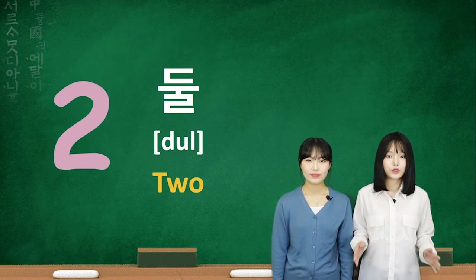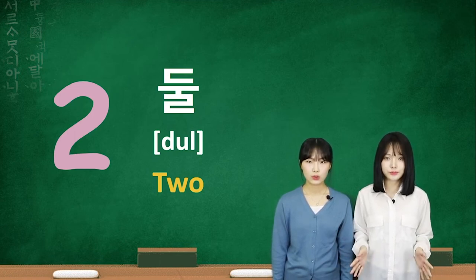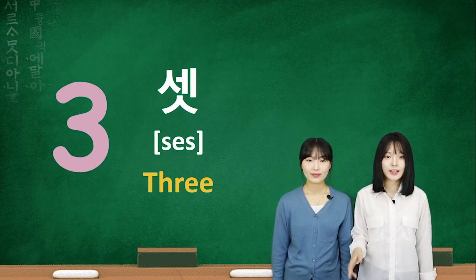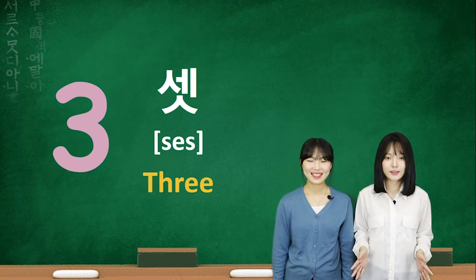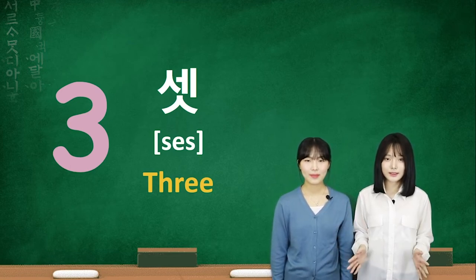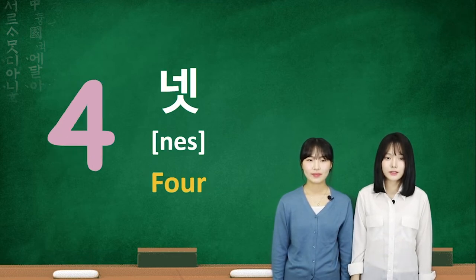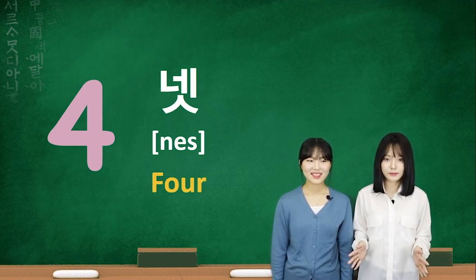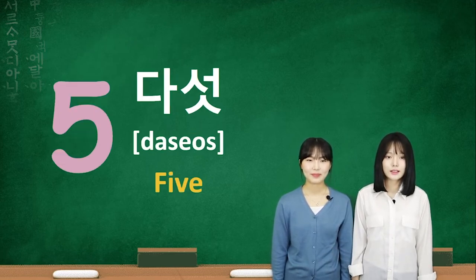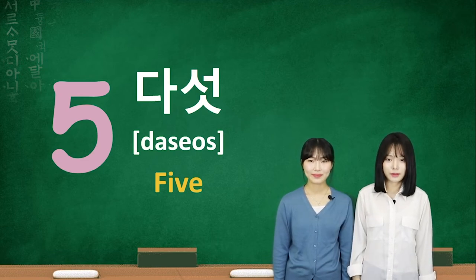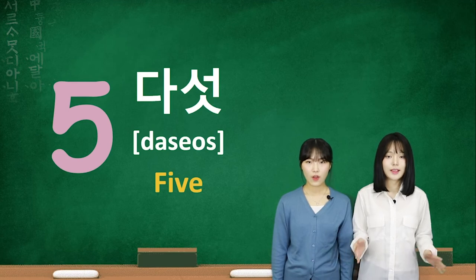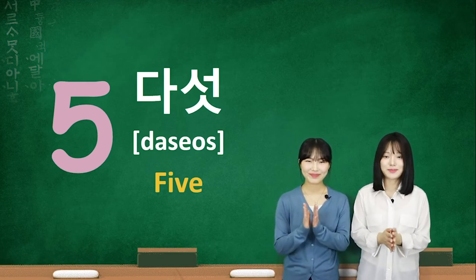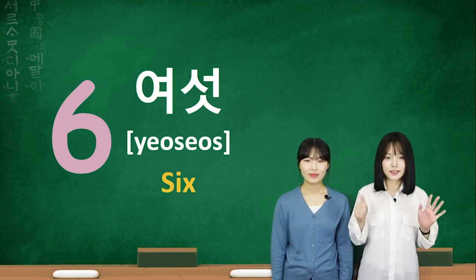Repeat after me. 둘. Good. Next, 셋 is three. Repeat after me. 셋. Next, 넷 is four. Repeat after me. 넷. Next, 다섯 is five. Repeat after me. 다섯. Good job.